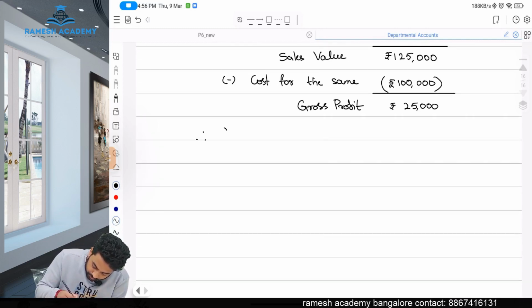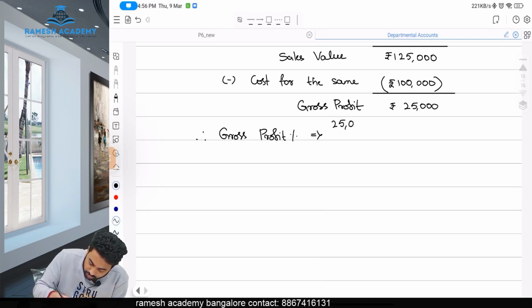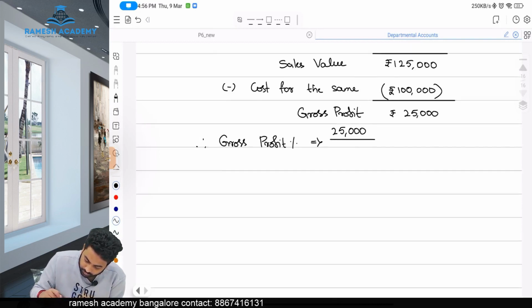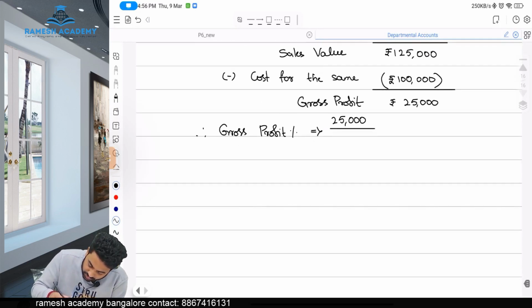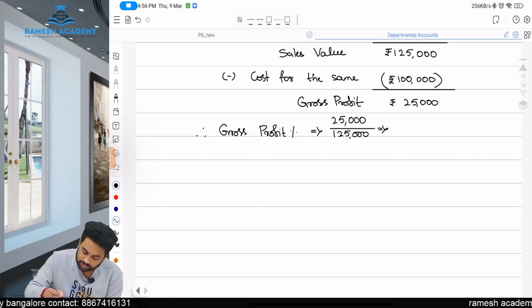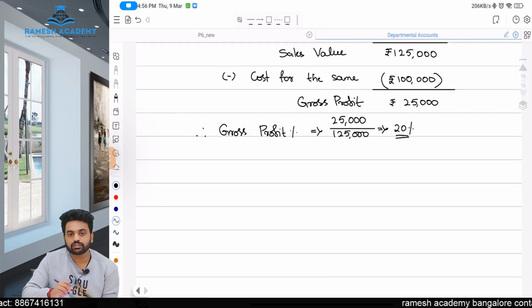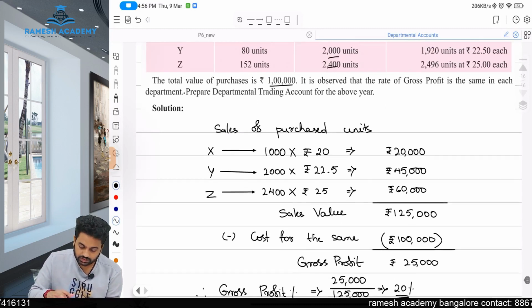Therefore, gross profit percentage is equal to, as they have given, all the department gross profit is same. Gross profit percentage is equal to 25,000 divided by 125,000. So it is 1 by 5. 1 by 5 is nothing but 20%. So GP percentage is 20%.